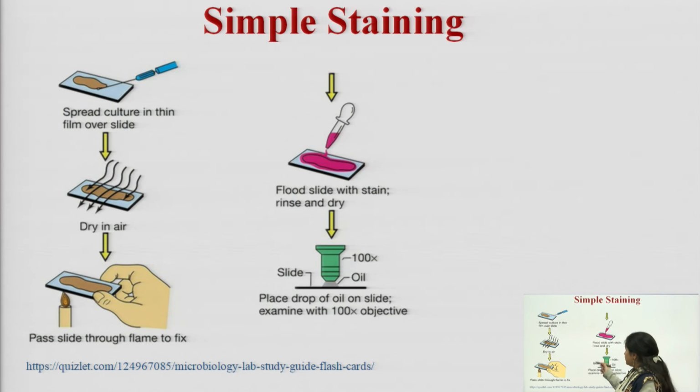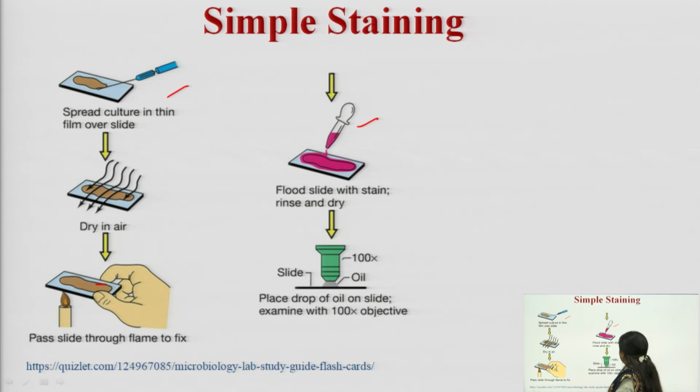As you can see, first the slide will be prepared and you will spread the culture. After spreading the culture, you have to dry it with heat. After that, you have to heat fix the microorganisms, whatever smear or drop of suspension you have added to the slide. After heat fixing, you have to add the staining reagent. Once you have added it, either the staining reagent will be absorbed within the cells, giving positive staining, or, if it is a negative stain, it will color the background while the cells remain colorless.